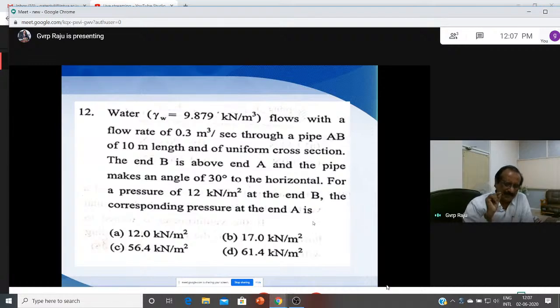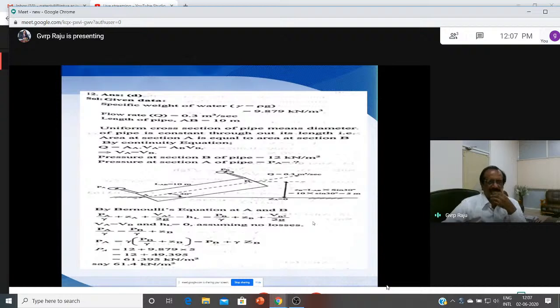Simple Bernoulli's equation, but he has not given Z2 directly. You need to get that with the help of length and angle. Simple equation, he has given the specific weight of water as 9.879 kilonewton per meter cube. The flow rate Q is equal to 0.3 meter cube per second. Length of the pipe AB is equal to 10 meters, from here to here. The angle is 30 degrees here.